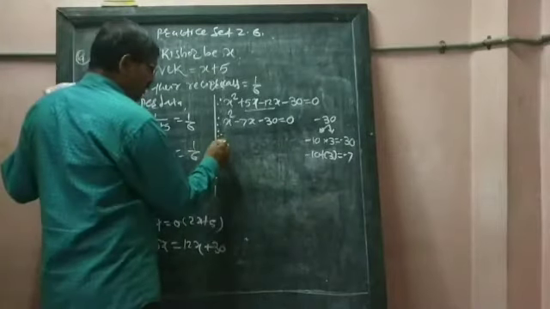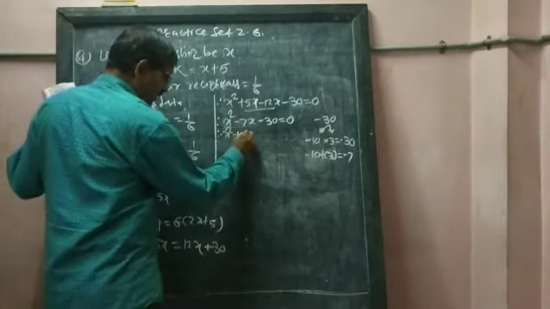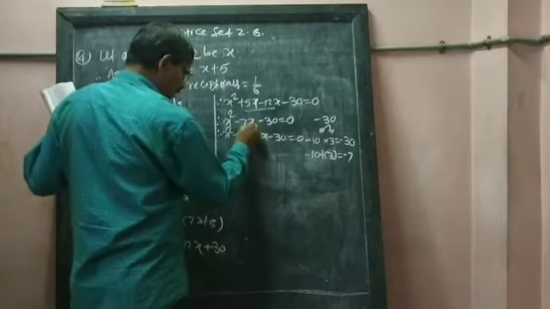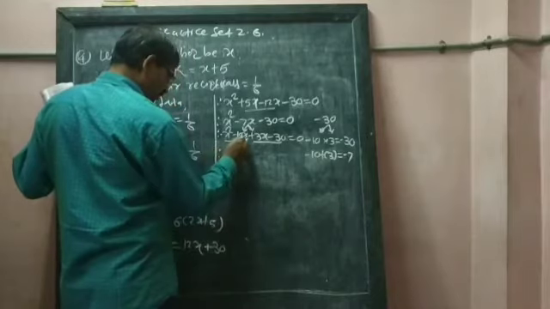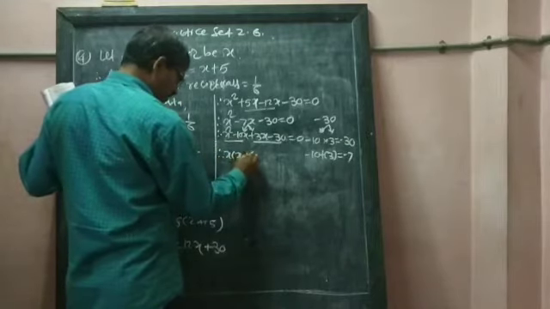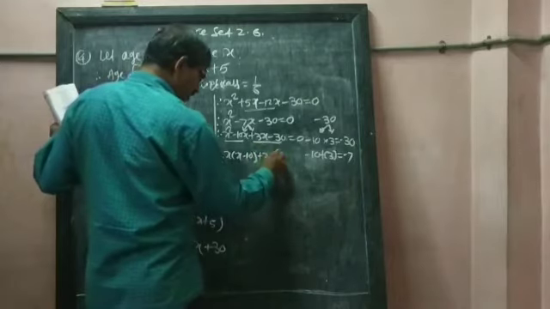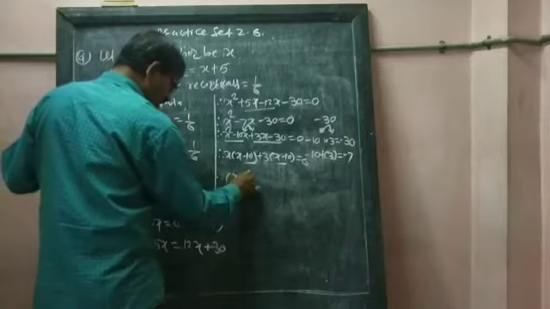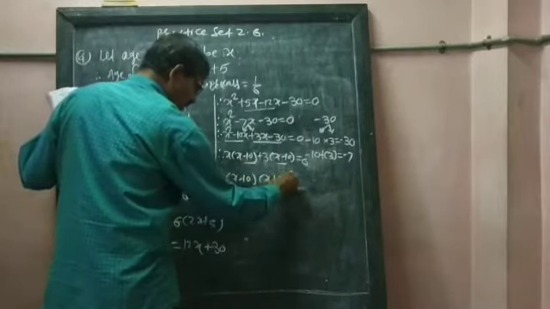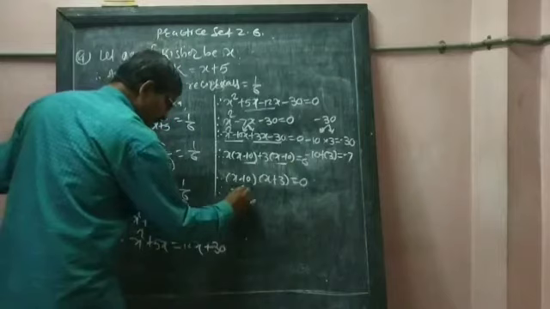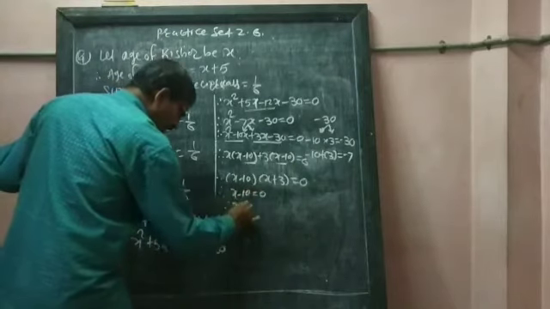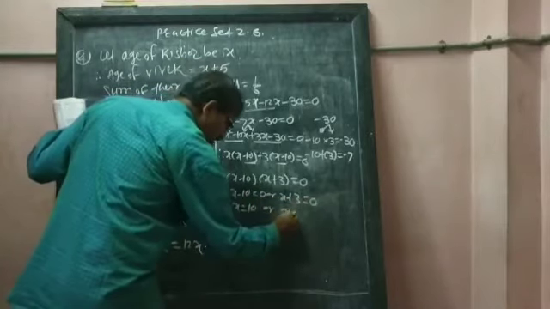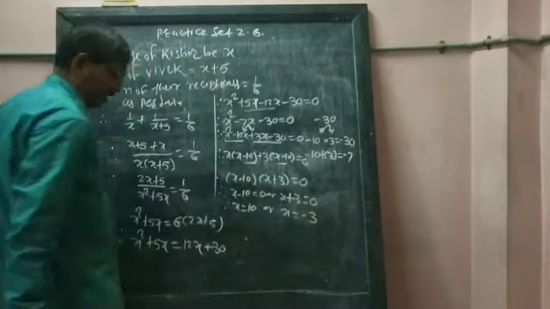Then continue ahead: x square minus 10x plus 3x minus 30 is equal to 0. Let me split here now. From this, x is common: x into x minus 10 plus 3 into x minus 10 is equal to 0. Now x minus 10 and x plus 3 is equal to 0. Thus x minus 10 is equal to 0, therefore x is equal to 10, or x plus 3 is equal to 0, therefore x is equal to minus 3.